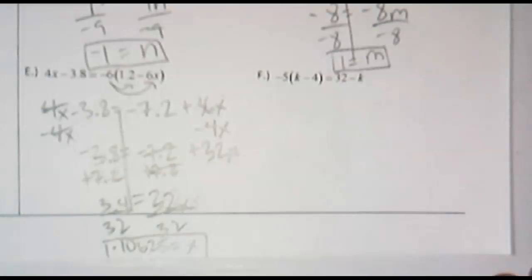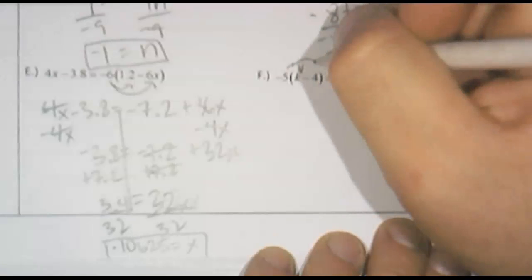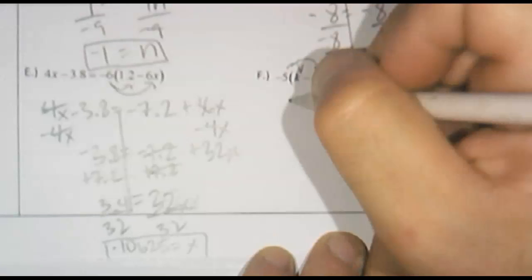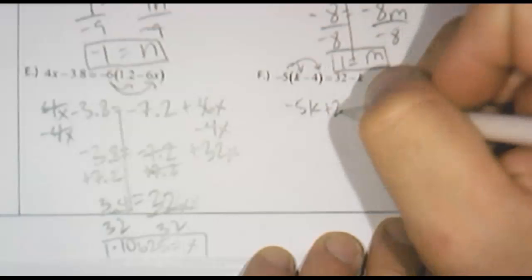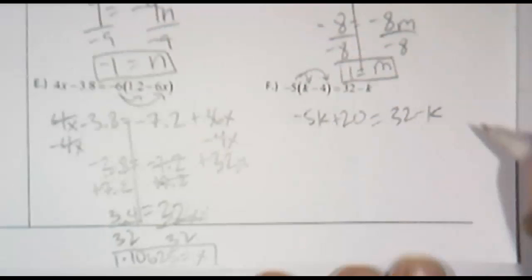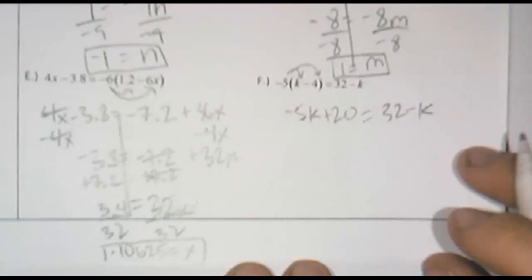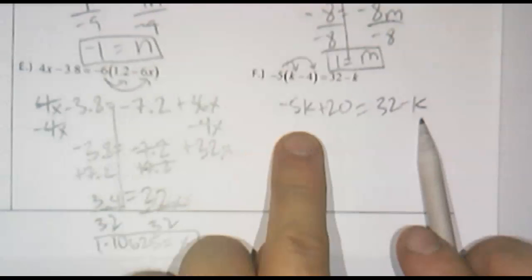No decimals. I'll start by distributing here. Negative 5 times k is negative 5k. Negative 5 times negative 4 is plus 20. 32 minus k, bring that down. Next thing I want to do is move my variables together. Negative 5 is less, so I'm going to move that one.